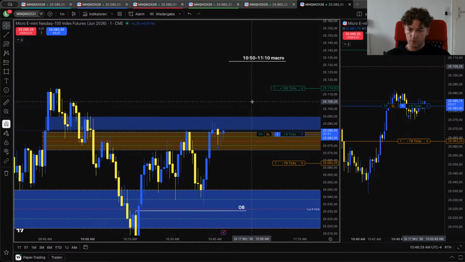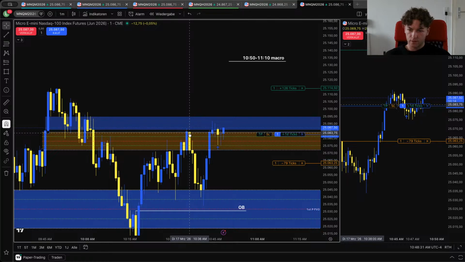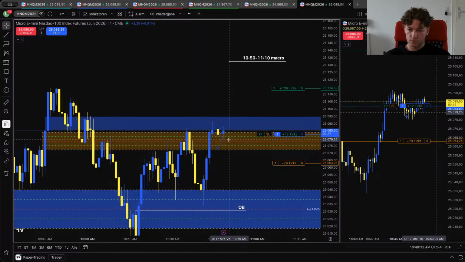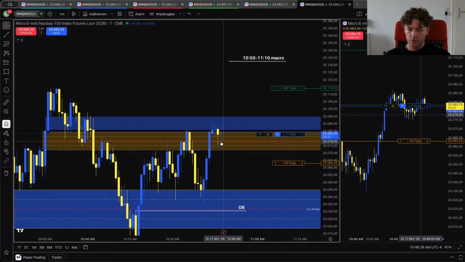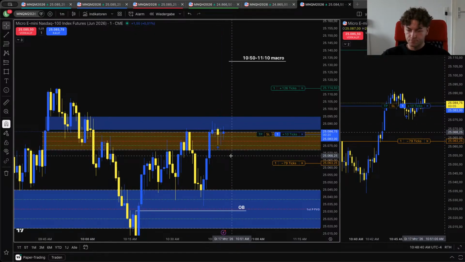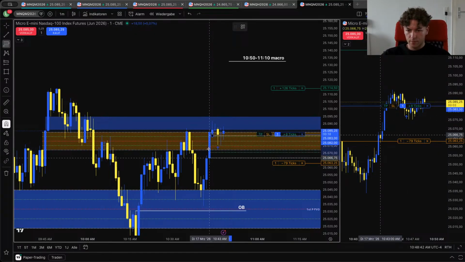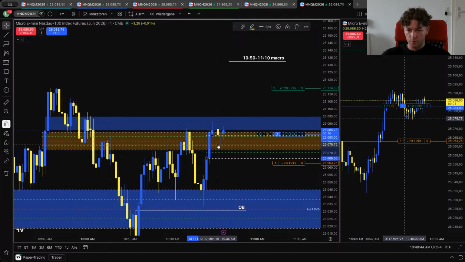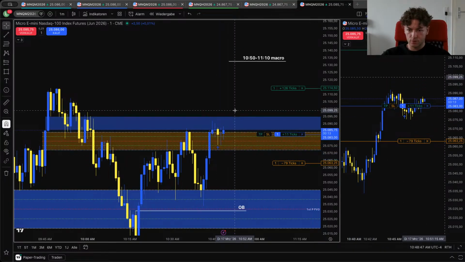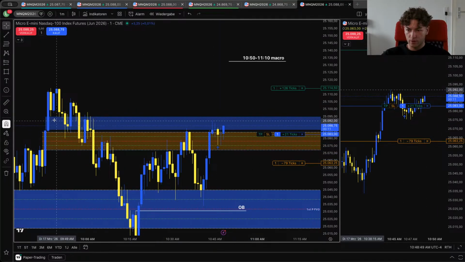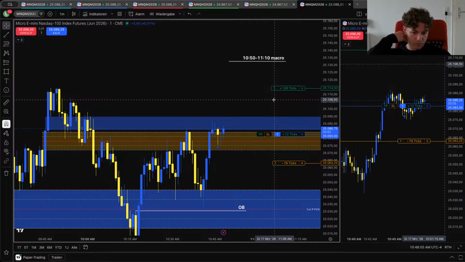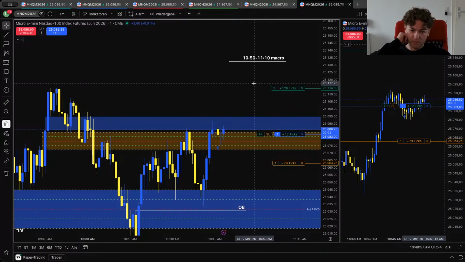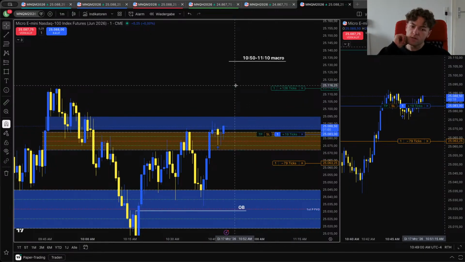So far respecting the order block open level, reclaimed Fair Value Gap, midpoint respected. Okay. Also this Fair Value Gap, midpoint respected. Okay. So now we want to see price get above this Fair Value Gap right here. Macro starts in a minute. So we have 10:49 right now.